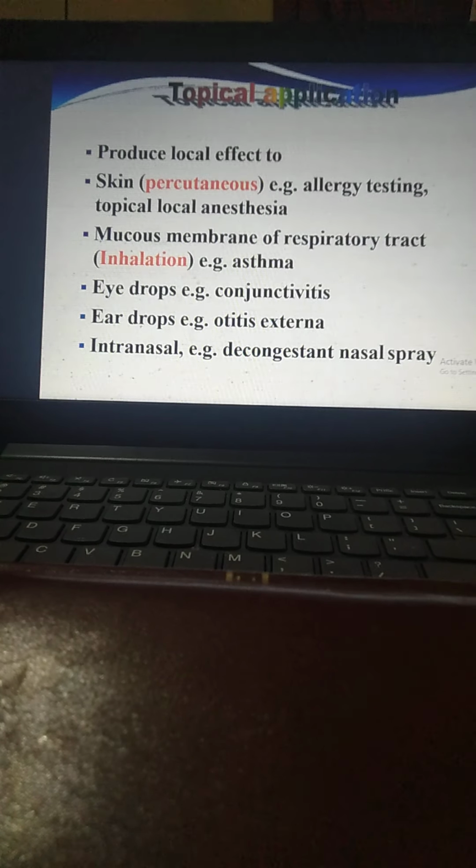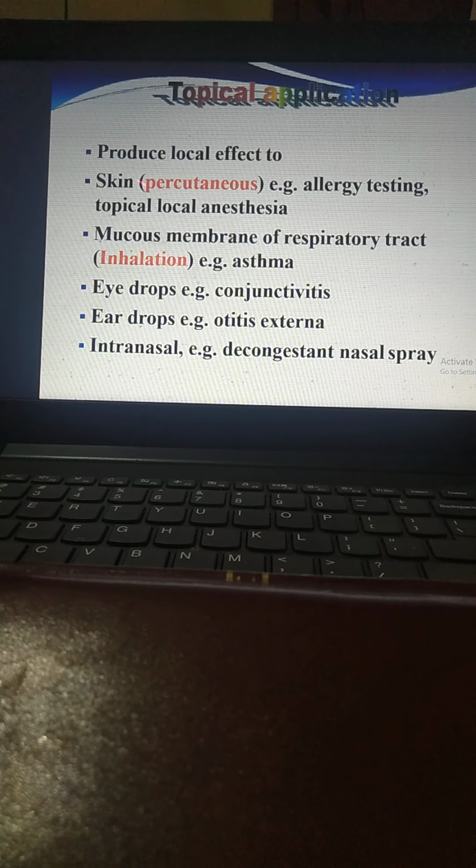Then we have the topical application. It produces a local effect: on the skin, percutaneous, that is allergy testing; topical local anesthesia we can give; mucous membrane, respiratory tract, inhalation, that is asthma; eye drops, that is conjunctivitis; ear drops we can give for otitis externa; and intranasal, that is decongestant nasal spray. These are the topical local routes.